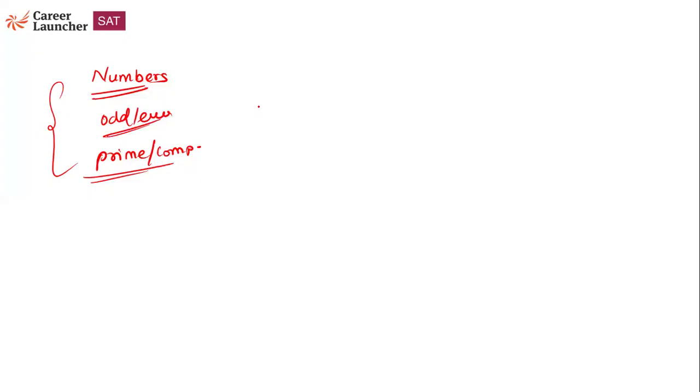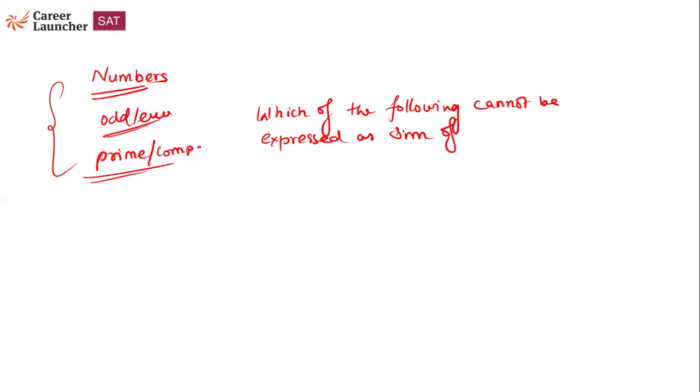Let me tell you. We have covered all different types of numbers: odd, even, prime, composite. Correct? Now, using the knowledge of all three, try to answer this question. Which of the following cannot be expressed as sum of two primes?